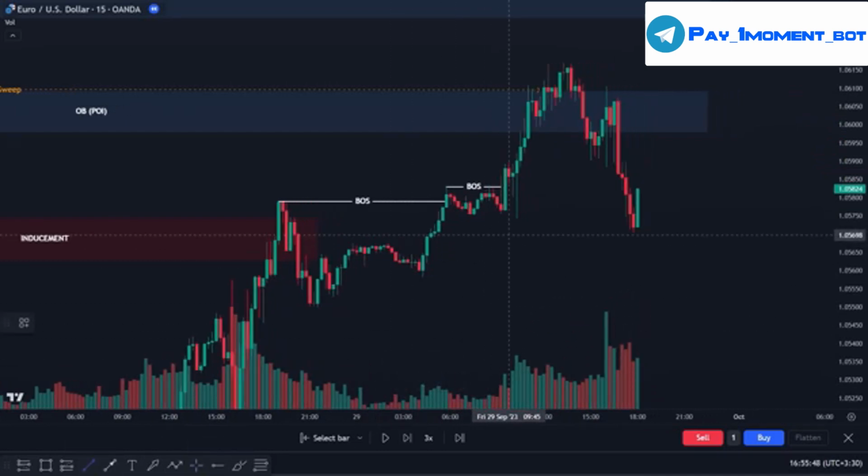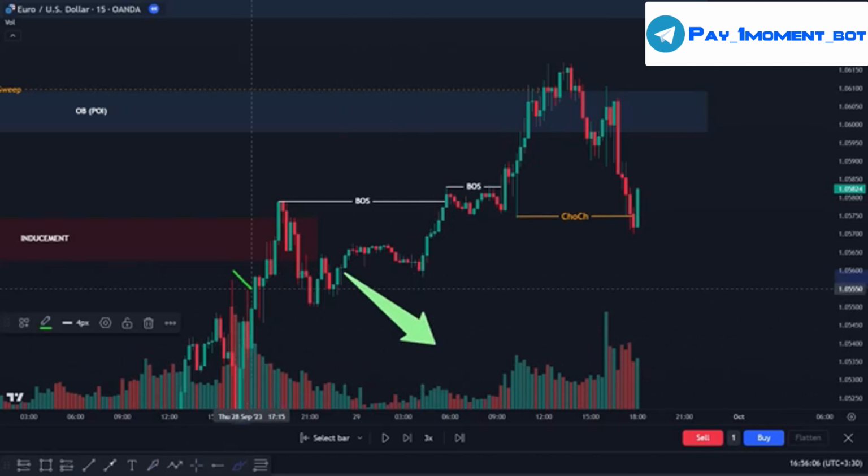Now, as you can see, after the mitigation of the point of interest, the price was pushed lower and formed a change of character by closing below the most recent structure. If you look more closely at the volume indicator, you can see that a perfect spike is formed, indicating a bearish divergence. This spike confirms that a bearish divergence is about to happen. So, we have the confluence factors that we were seeking in our analysis.